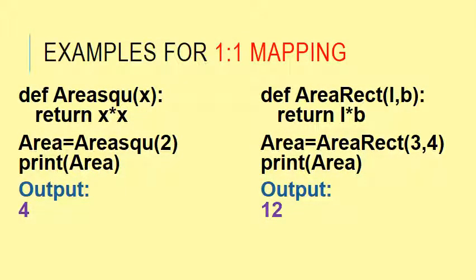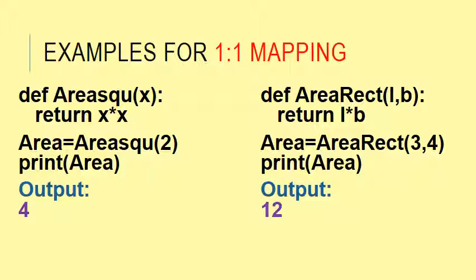Now we are going to see examples for one-to-one mapping. In the first function definition, you have a single formal parameter x. That function definition is called in the third line, area is equal to area of square within brackets 2. So this value 2 is known as the actual argument. It is going to get copied to x. In that function, 2 into 2 will be done. It will be returned back to the statement where that function is called, and area will get the new value 4.